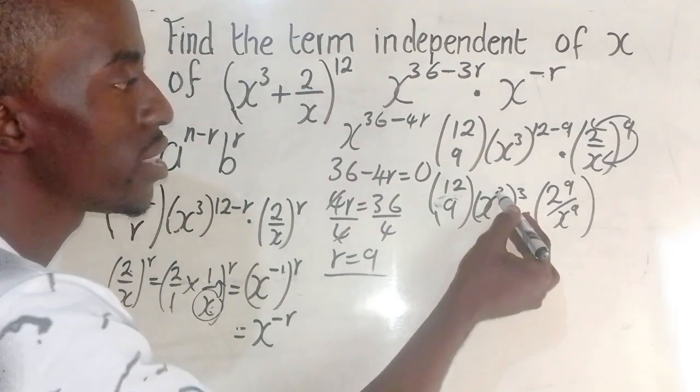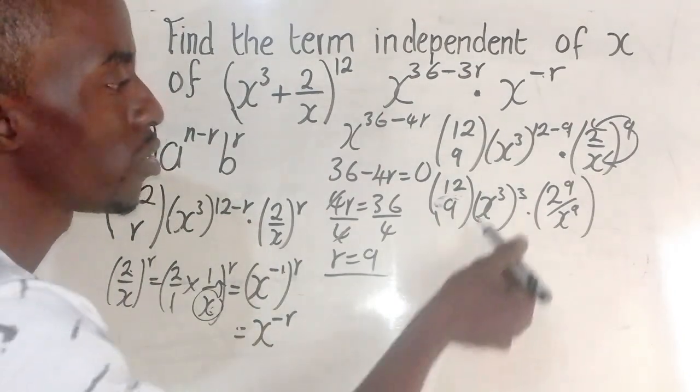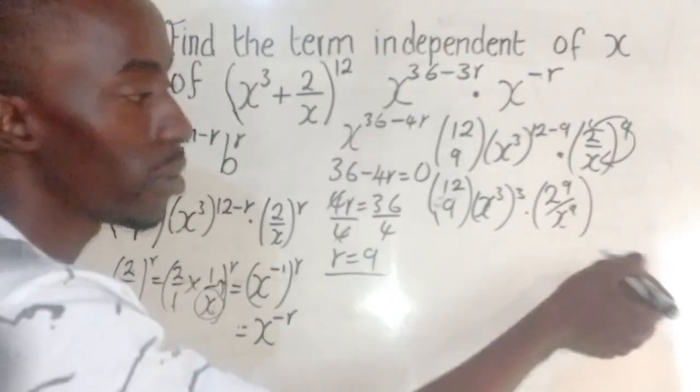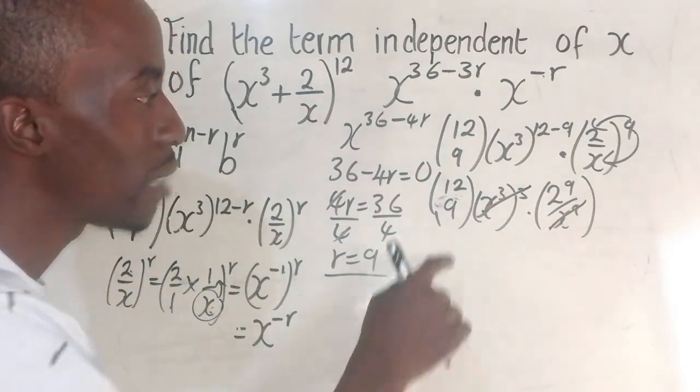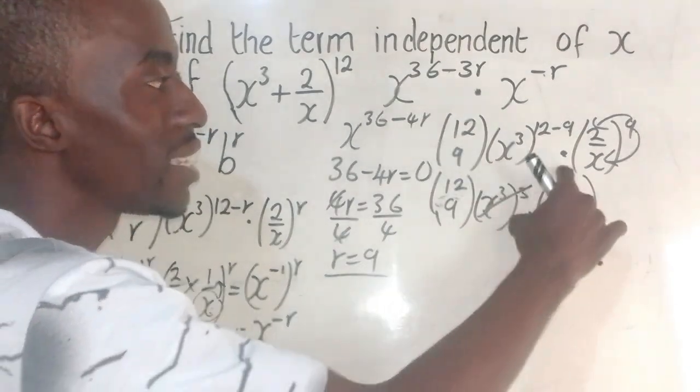Now we know to say 3 times 3 is what? 9. So we have x to the power 9 and the x to the power 9. So we can cancel them like this. I hope you have seen. So meaning, I'm just remaining with this one and this one here.